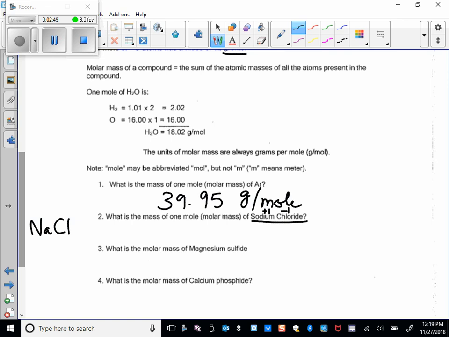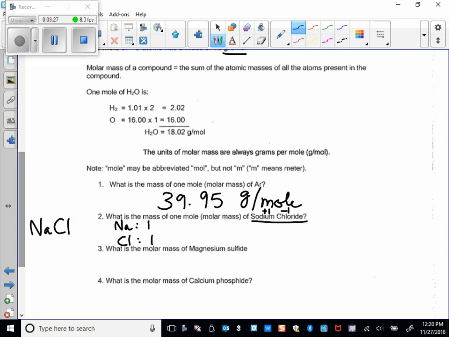Do you understand? Given that this is the formula for sodium chloride, in order to calculate the mass of a compound, I will first list the elements. What are the elements that make up this compound? Sodium and chlorine. Write sodium and then write chlorine underneath it. How many atoms of sodium do I have when I look at the formula? 1. How many atoms of chlorine do I have? 1. What is the next step?